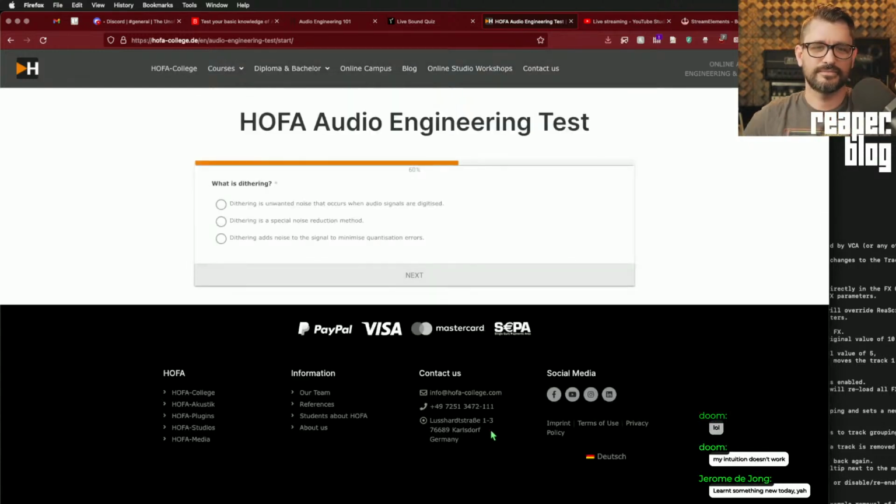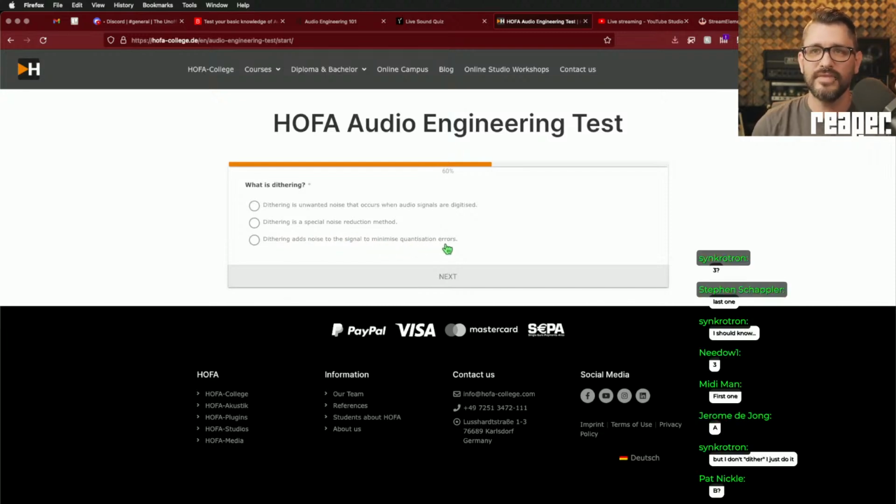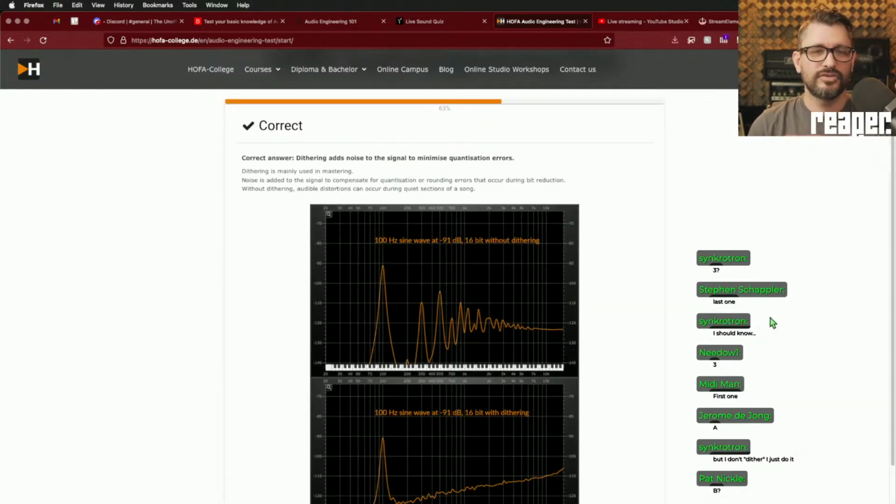What is dithering? Dithering is unwanted noise that occurs when audio signals are digitized. Dithering is a special noise reduction method. Dithering adds noise to the signal to minimize quantization errors. It's number 3. Dithering is mainly used in mastering. Noise is added to the signal to compensate for quantization or rounding errors that occur during bit reduction. Without dithering, audible distortions can occur during quiet sections of a song.